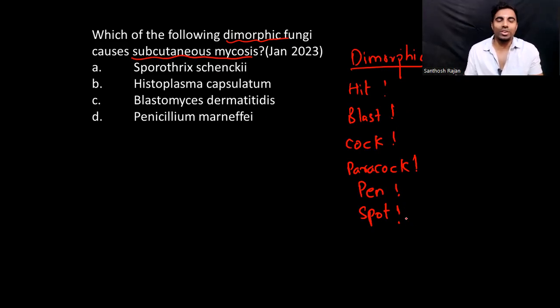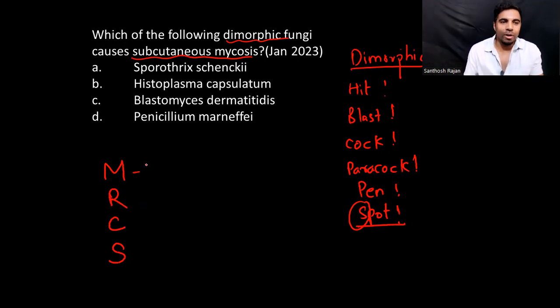You already have a clue: Sporothrix. It causes subcutaneous infection. We will talk about it in a while. So how do we remember the subcutaneous mycoses? The shortcut is MRCS. MRCS is, you know, for the higher studies. M for mycetoma. A question was also asked on the mycetoma topic. R for rhinosporidiosis.